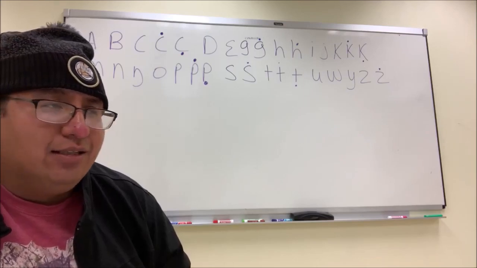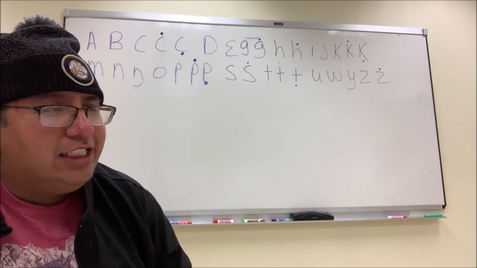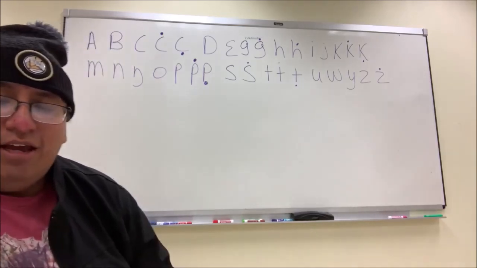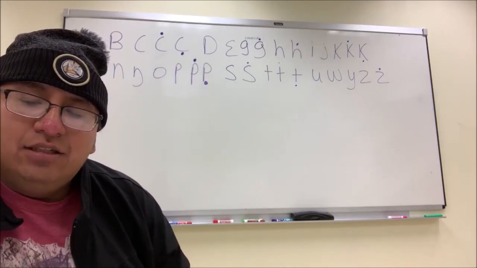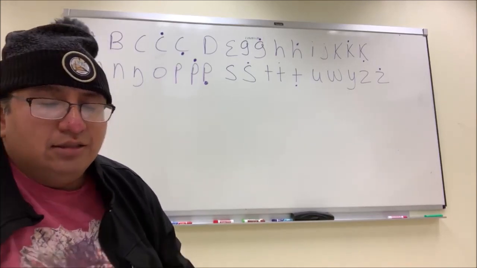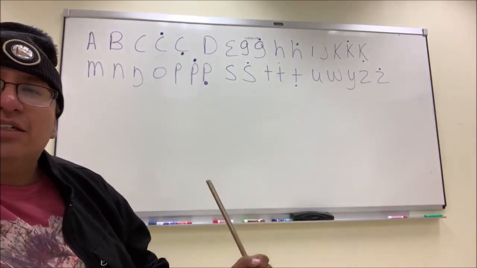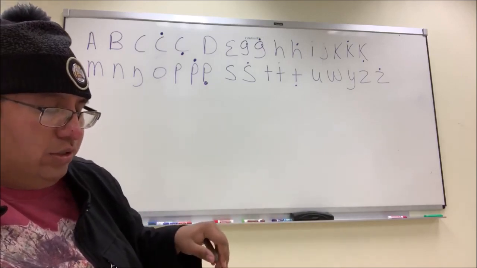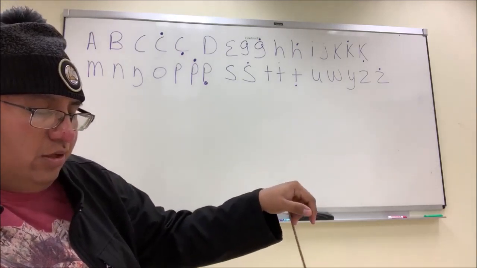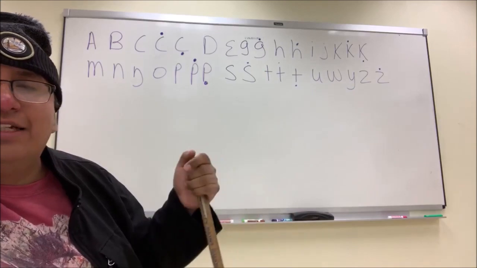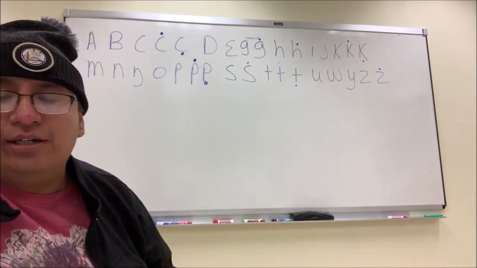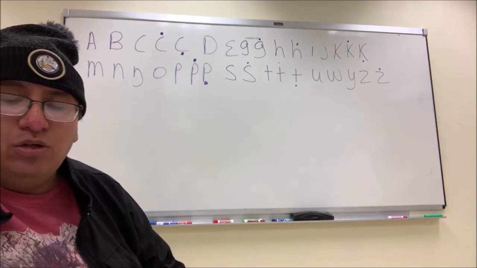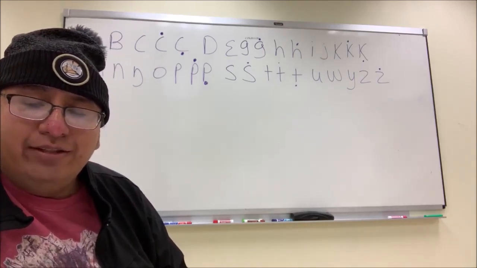Third T is an exploded T, like t'eh, to be dead. T'eh, or t'a, same word. Exploded T. U sounds like ooh, wa-ooh, I'm coming, ya-ooh, you coming? Ooh, as in uta, an acorn. So that U sounds like ooh.